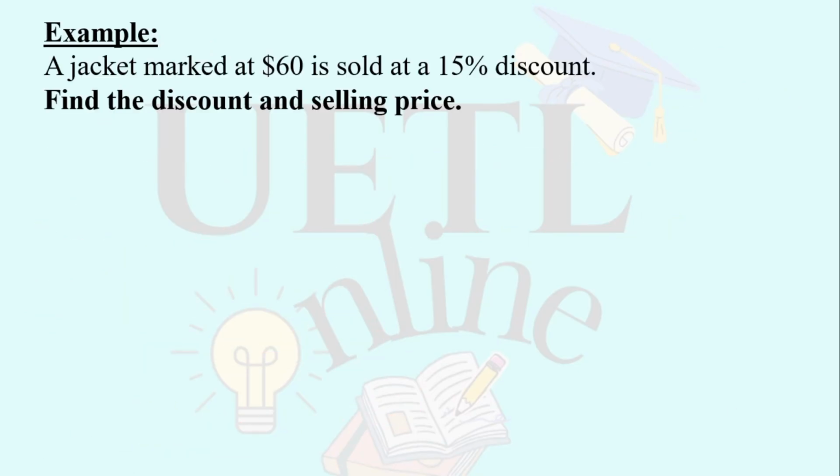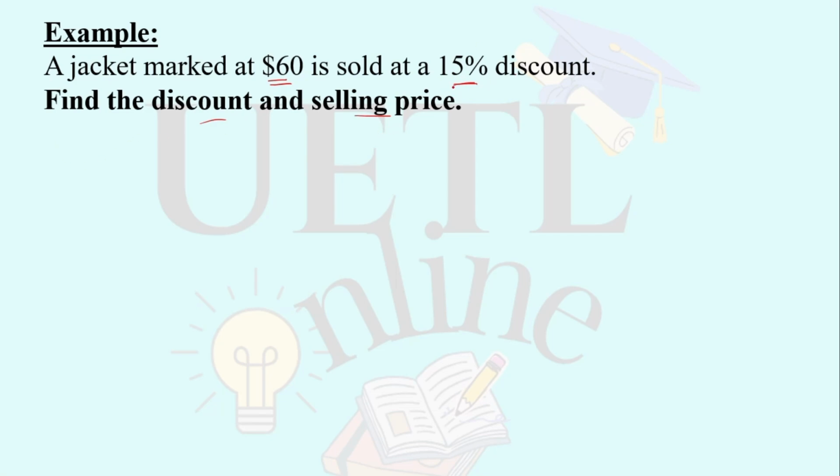Let's take a look at our example. Our example says that a jacket is marked at $60 and it is sold at a 50% discount. Find the discount and the selling price. Let's say you walk into a shop, you find a jacket marked at $60 and they're giving you a discount. Find the discount and the selling price.